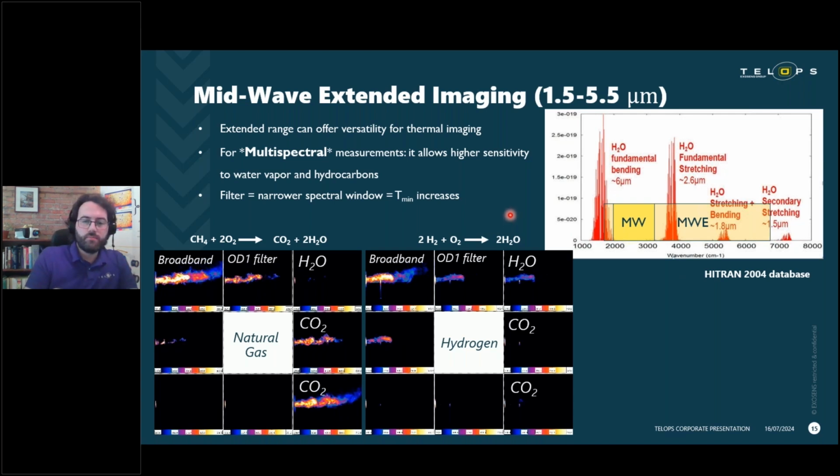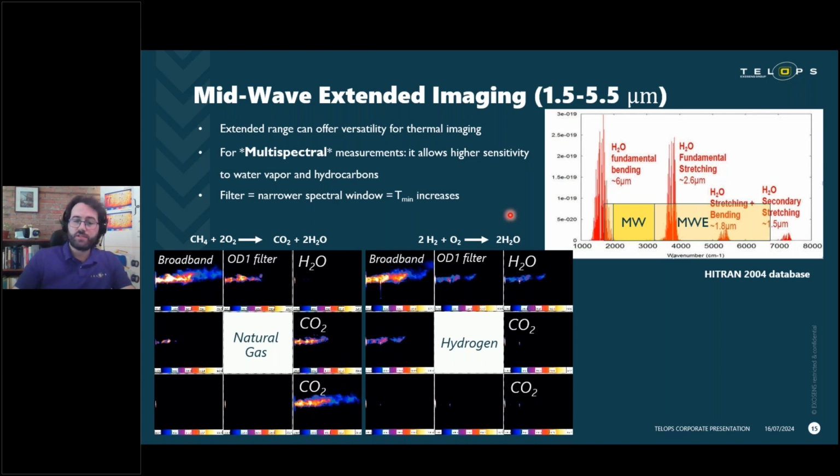Now, when we're doing multispectral measurements like this, the filters that are used will create a narrower spectral window. Now, that narrower spectral window, whether in mid-wave or long-wave cameras, because you're narrowing the spectral radiance that's coming into your camera, the minimum temperature of that window will have to increase as well to get a higher amount of radiance into your detector. So that's important to understand as well when you're doing that kind of measurement.